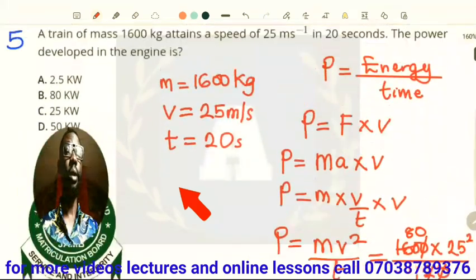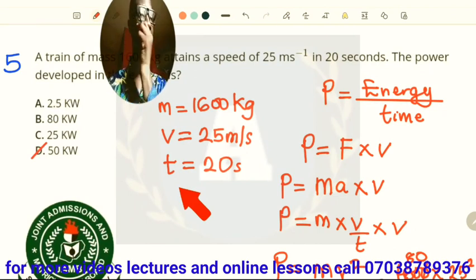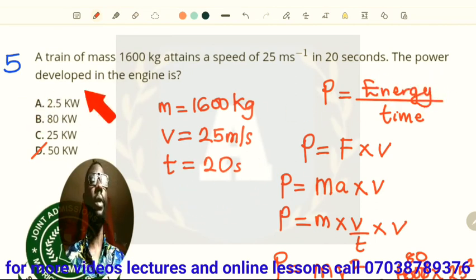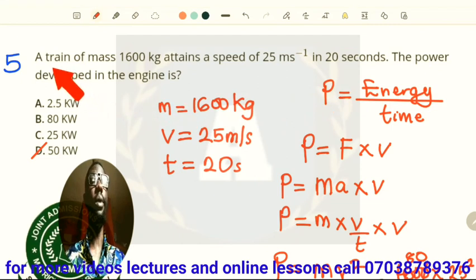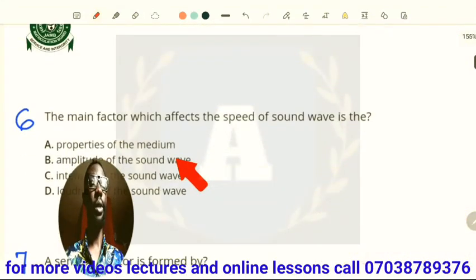All right. So let's go check the options, and we can see that option D happens to be the correct option. Now we have to be careful here. The question did not ask us to calculate the power developed in the train, but rather the power developed in the engine. If the question had asked us to calculate the power developed by the train, that would be half mv squared because the train is in motion. All right. So now, quick one, we move to the next question.